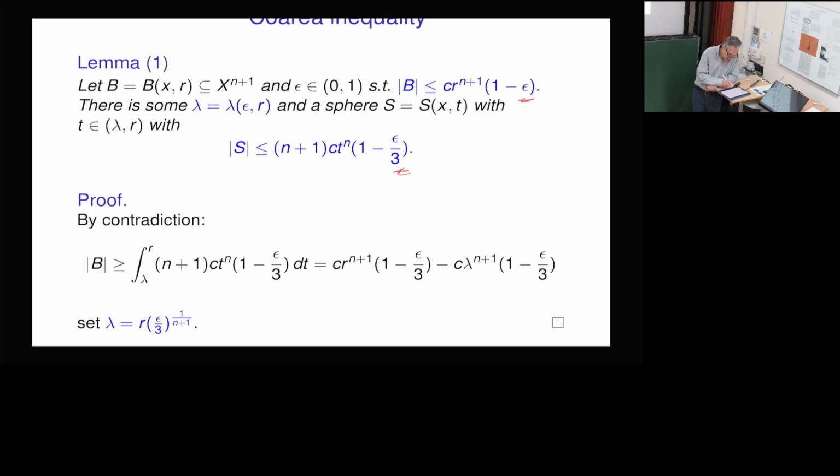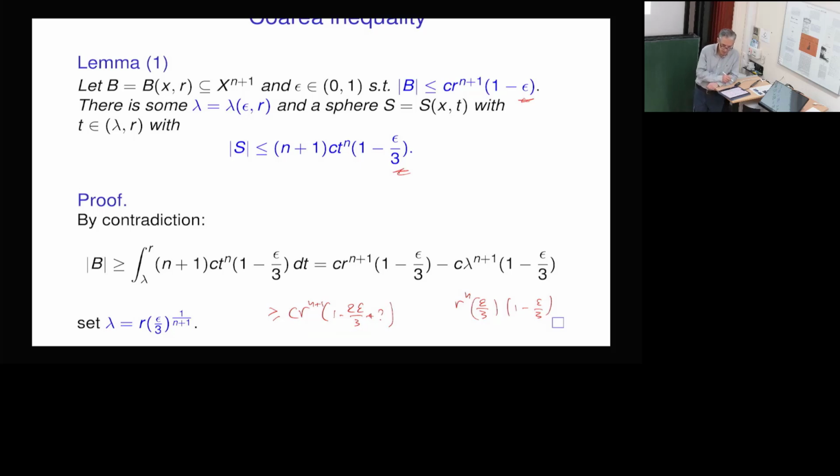So now if I just substitute this there, I get r to the n epsilon over 3 times 1 minus epsilon over 3. And if you calculate, you get like cr to the n minus 2 epsilon over 3 plus something, right? So you get that this is greater than cr n plus 1 minus 2 epsilon over 3 plus something small. So this is a contradiction, right? Because we know this is actually smaller than this.